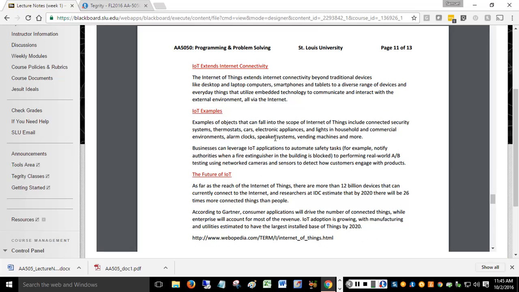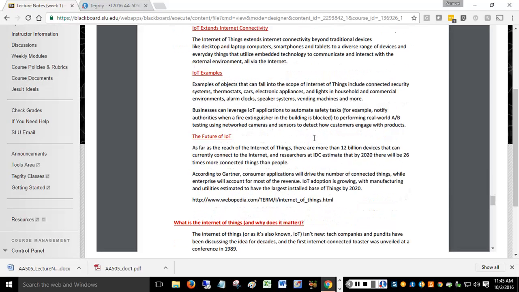So here are some examples. It could include security systems, thermostats, cars, electronic appliances, lights in the homes, alarm clocks, speaker systems, vendor systems, and so forth. Businesses can leverage these applications to automate safety tests, for example, notify authorities when a fire extinguisher in a building is blocked. It can perform real-world A/B testing, like hypothesis testing, using network cameras and sensors to detect how customers engage with a product.